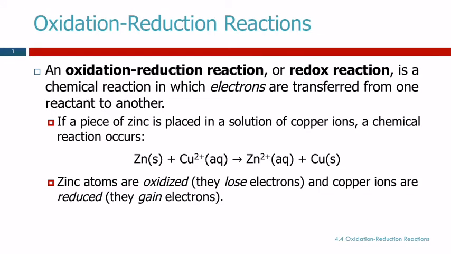Oxidation-reduction reactions. So we've been talking about different kinds of reactions. An oxidation-reduction reaction is a chemical reaction in which electrons are transferred from one reactant to another reactant.